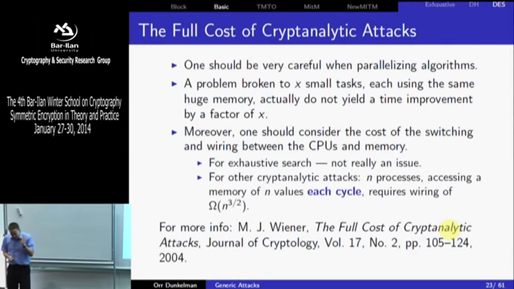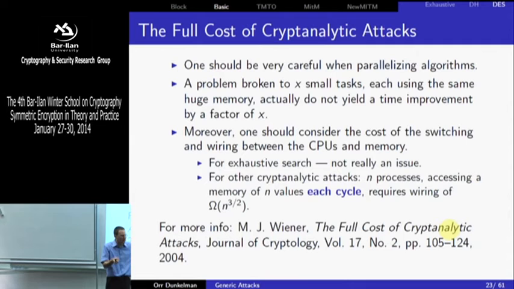Now, a small rant against cryptanalysis. Actually, it's a very old one. In his work, Wiener showed that when you do this parallelization and you have many nodes, each of them using a different search space and trying to do things in parallel, you also have communication overhead. And if you take into consideration the communication overhead and mostly the cost of the wires, because this is copper, gold, whatever you want to put in your system, you actually have to pay for that.